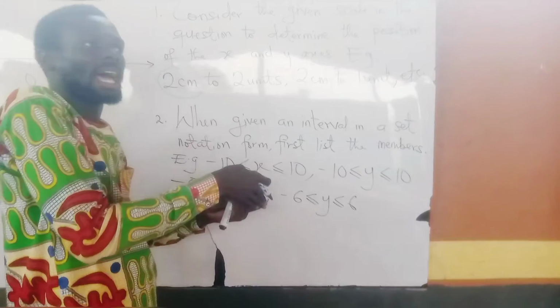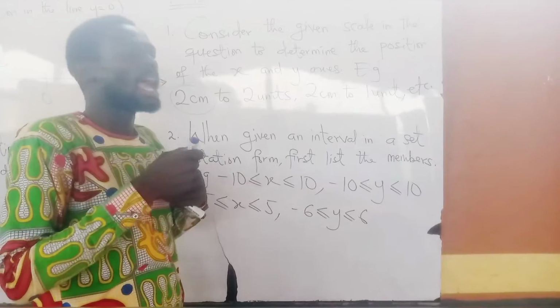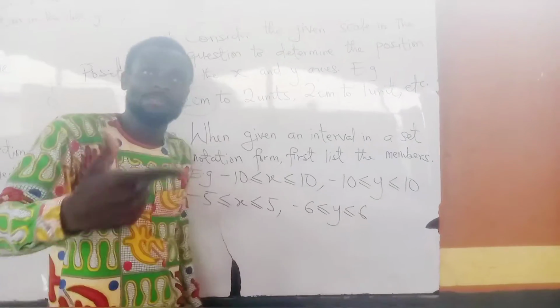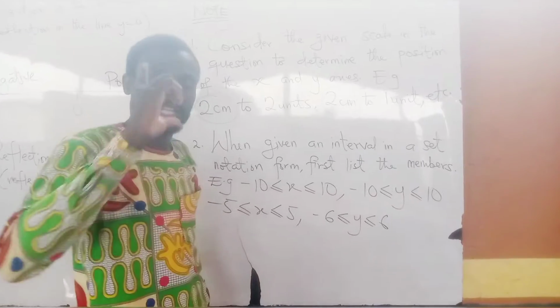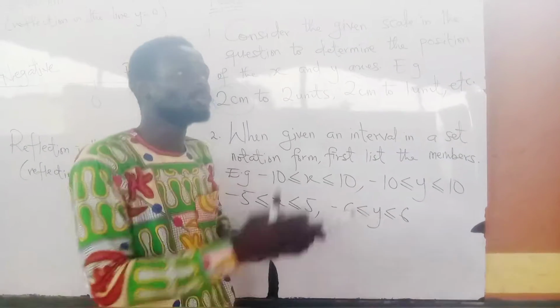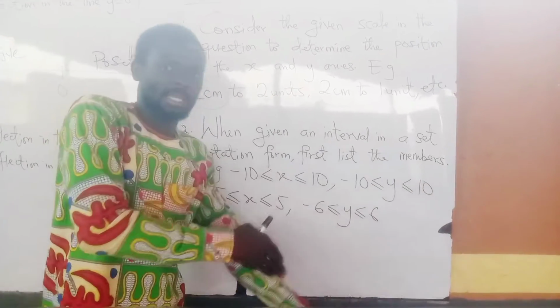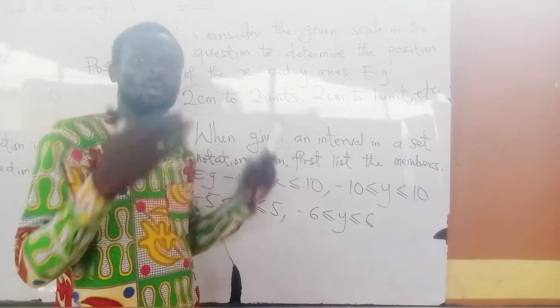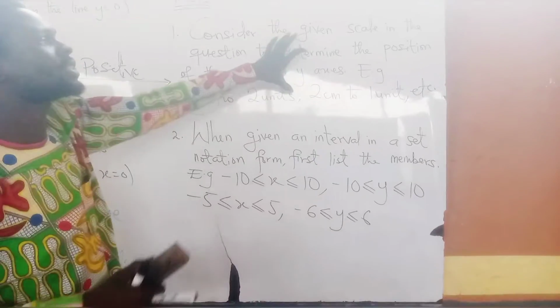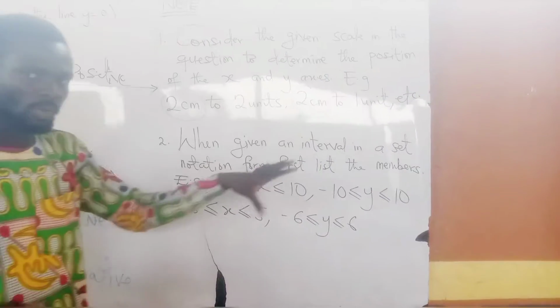Then when you also see 2 centimeters to 1 unit, the 2 centimeters here means from one thick line to another thick line. And to 1 unit, the difference is what? 1. So if I move from 3, I'm going to where? 4. If I move from 5, where am I going to? 6. That is difference of what? 1. So we have to also consider the scale in the question.